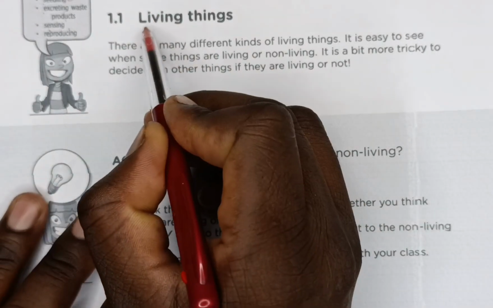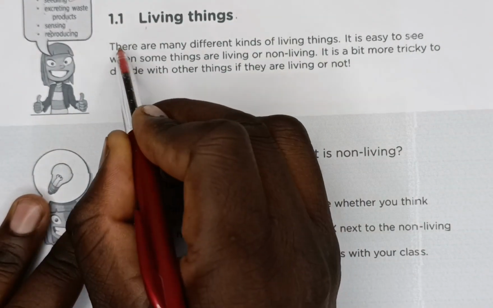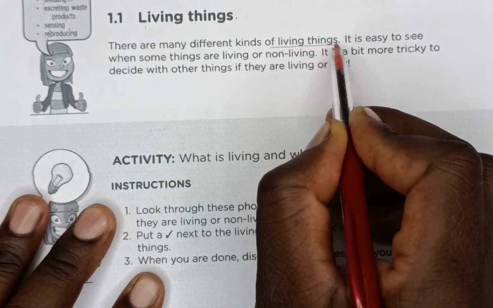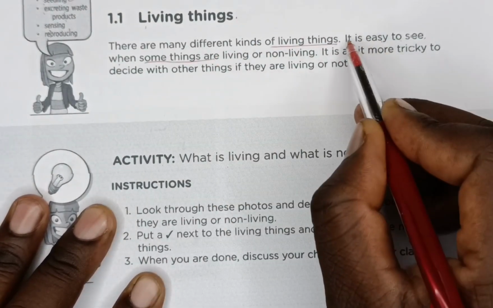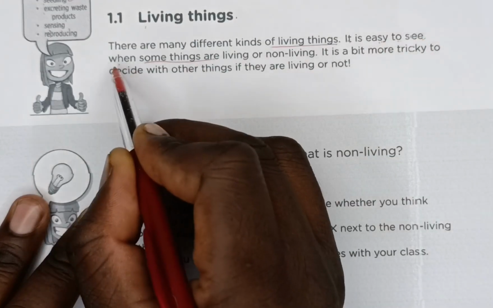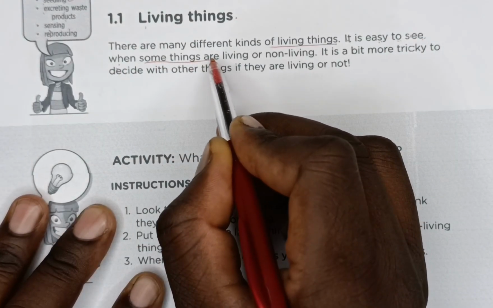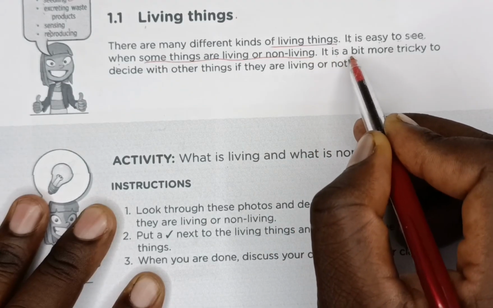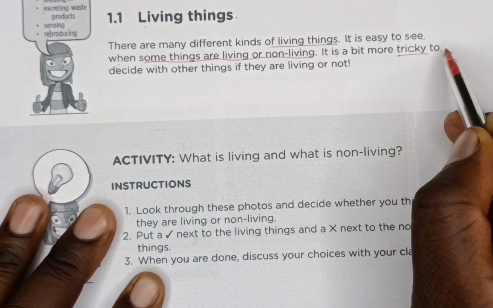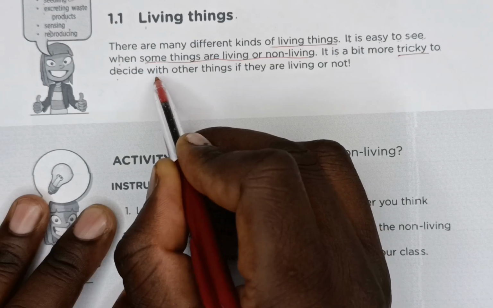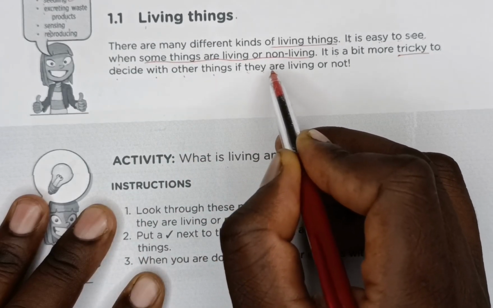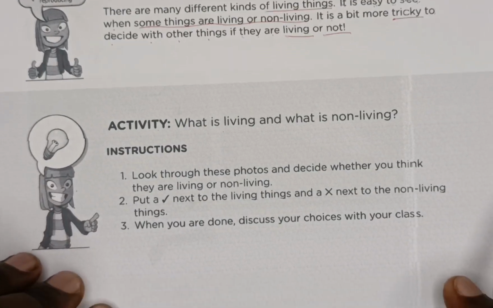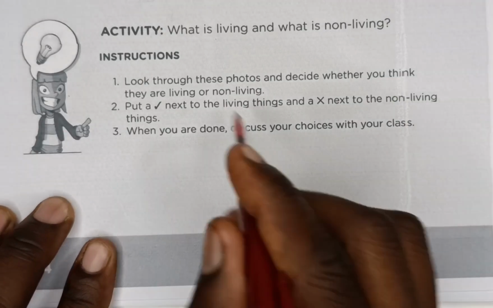All right. Living things. There are many different kinds of living things. It is easy to see when some things are living or non-living. It is a bit more tricky to decide with other things if they are living or non-living. Let's go to this activity.